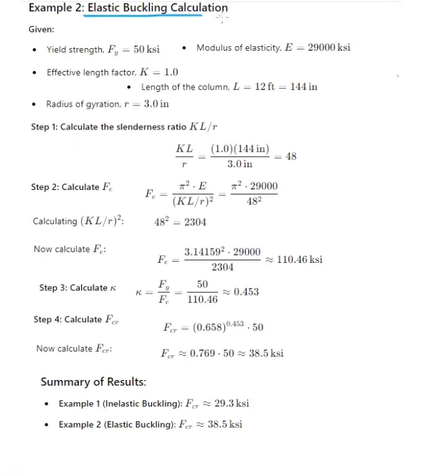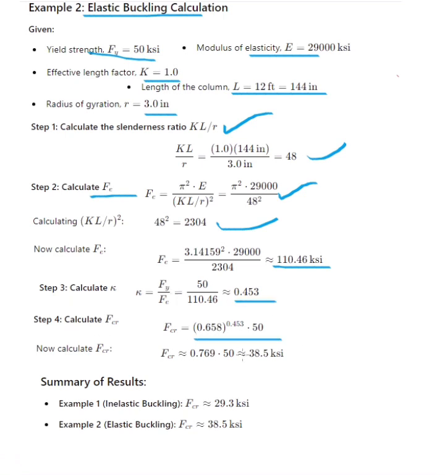So we can see another calculation with the yield value, elastic modulus, K value, length, and radius of gyration. KL by r we can calculate, Fe also we can calculate as 110, and Fy by Fe is 0.453. Fcr is equal to how much? 76% of the yield value. So this is inelastic buckling and elastic buckling.